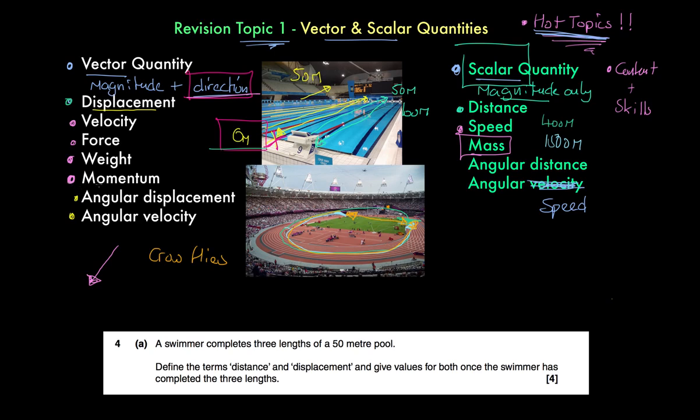Mass times velocity is momentum. So the mass, of course, is scalar, but the velocity part is vector, so it becomes vector. And again, angular displacement and angular velocity are also vectors, whereas angular distance and angular speed... Angular speed is a scalar, so we need to understand this concept.